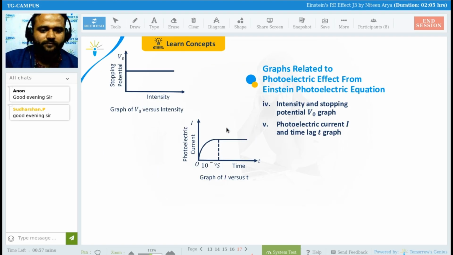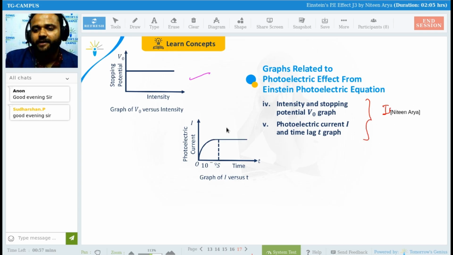Moving ahead, these are the graphs related to the photoelectric effect from Einstein's photoelectric equation. Intensity and stopping potential: stopping potential doesn't relate to intensity, so that is not of interest. Then there are the graphs of stopping potential V naught versus intensity, and photoelectric current I versus time. In this way you can find it. So these are the important ones.